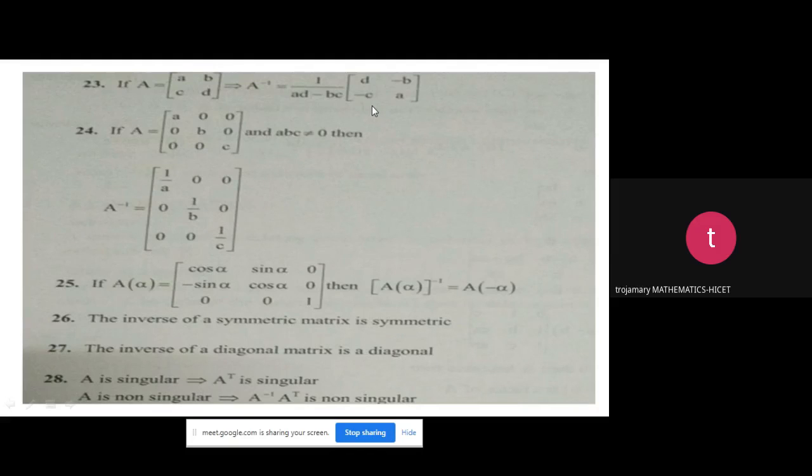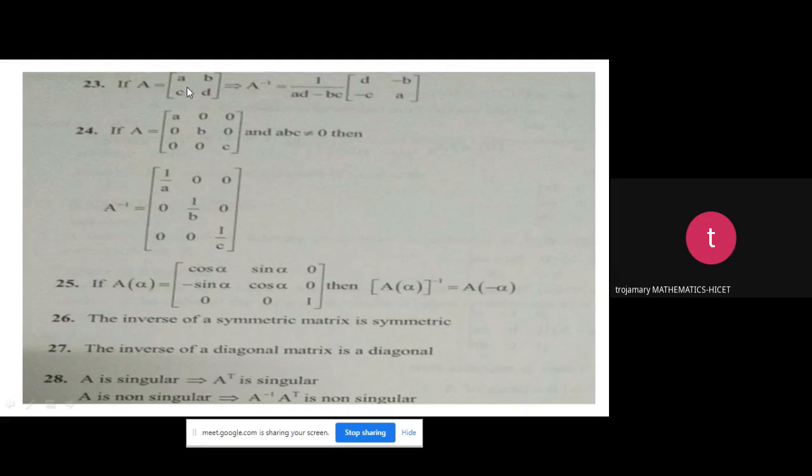So for a 2 by 2 matrix, the adjoint of A is nothing but interchanging the elements in the main diagonal, where we have A and D. Then change the sign of the other diagonal elements. This is called the adjoint of A for a 2 by 2 matrix. Is it clear? So for a 2 by 2 matrix, the adjoint of A is interchanging the main diagonal elements and changing the sign of the other diagonal elements.